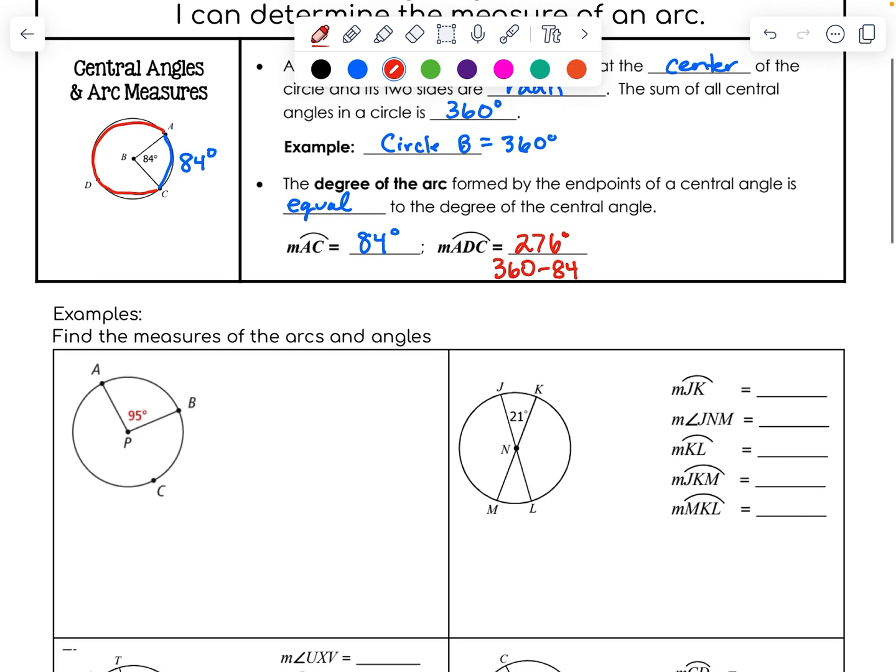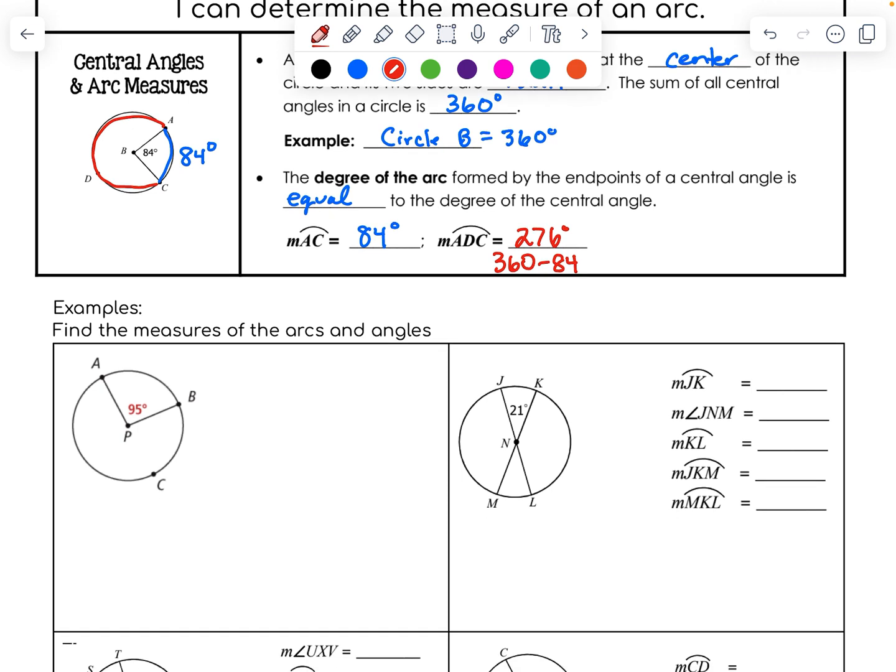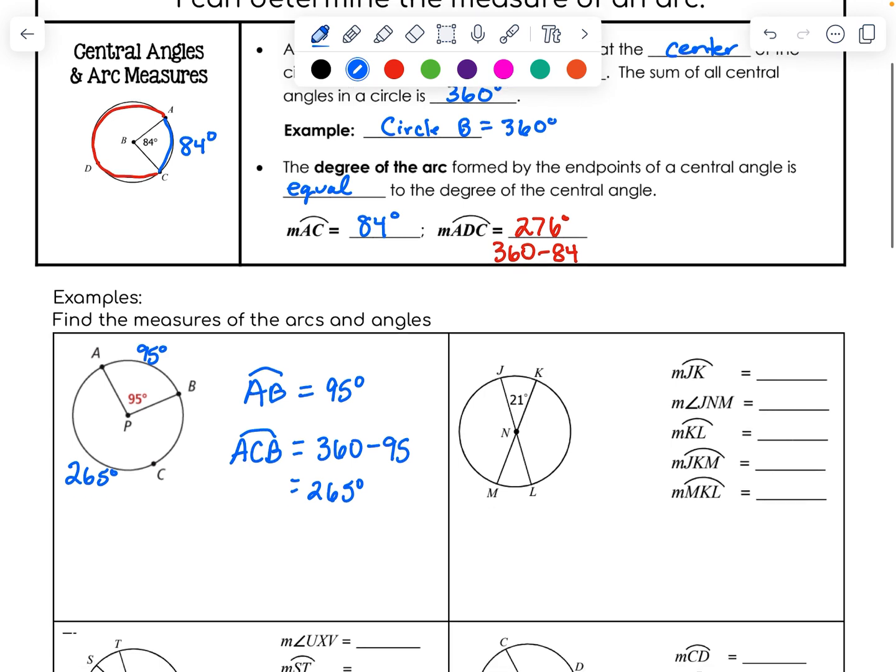So if we go down and take a look at our first example, we want to find arc AB. Well, A to B is the same as its central angle, so it'd be 95 degrees. And then if we want ACB, that would be the whole distance around, so we take 360 minus 95, which would be 265 degrees. So we're going to use that idea kind of to help us with the rest of these. Okay, so some of these are going to get a little tougher.